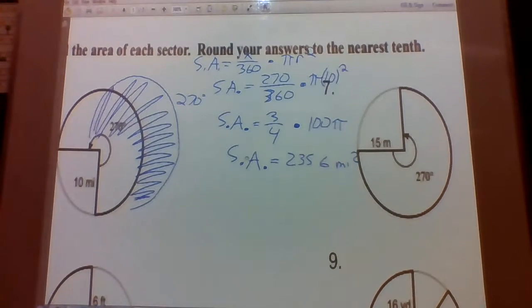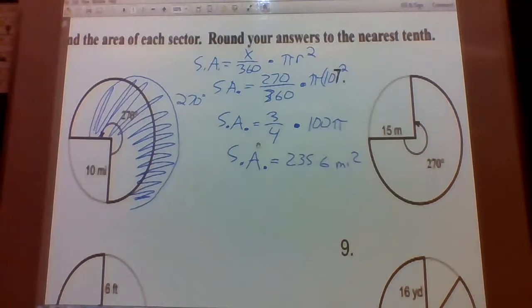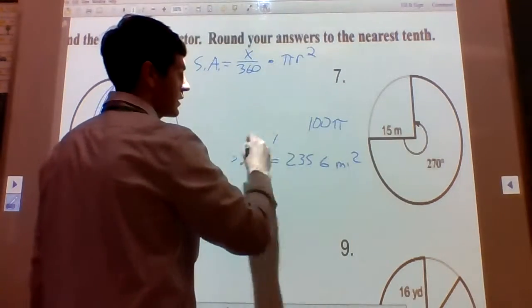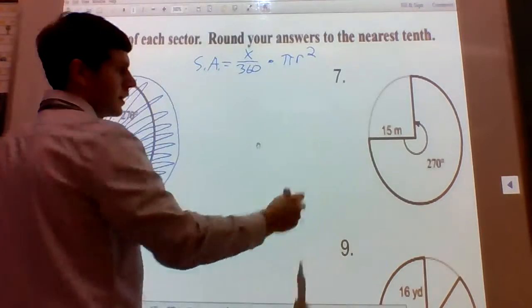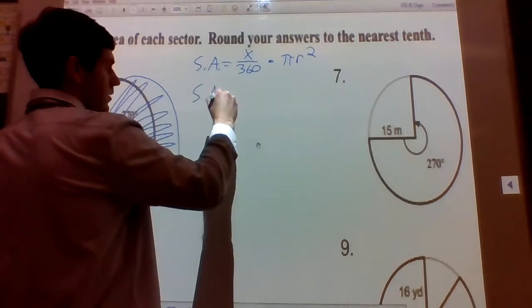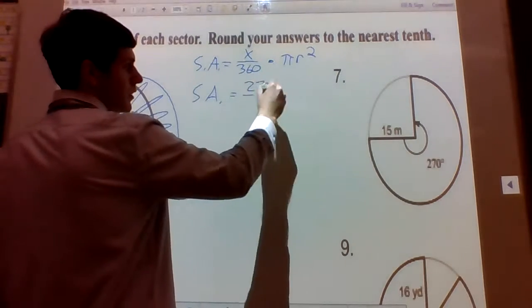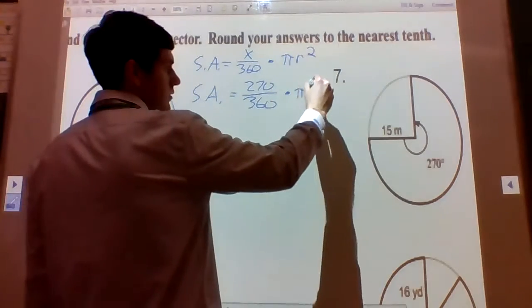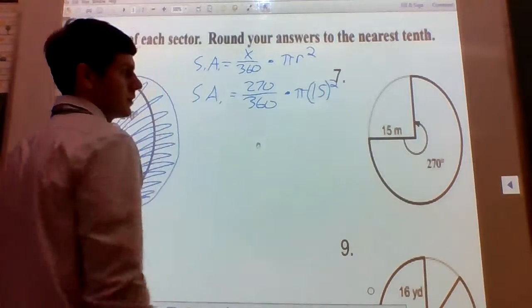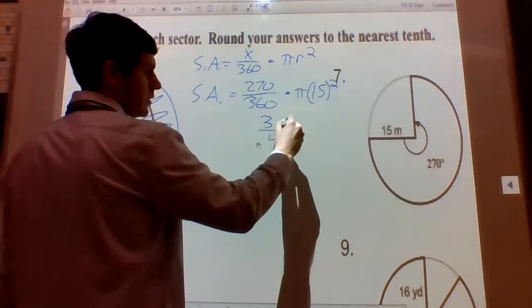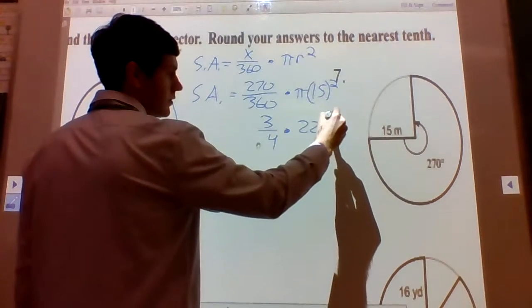Right, number 7. Again, we can leave the equation. It's the same equation, sector area still. This time we have a radius. Again, we're looking at 270, so we're looking at 3/4 of the circle. And this time we have a radius of 15. 15 squared is 225. So again, we're looking at 3/4 of the circle times 225 pi.